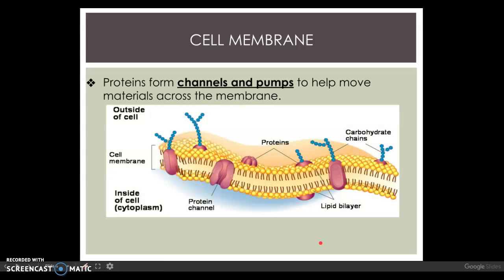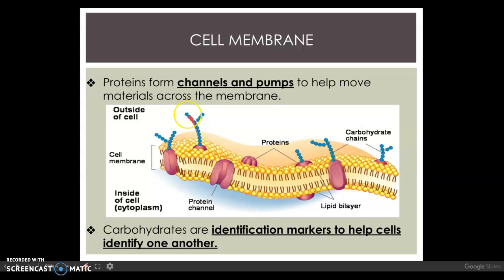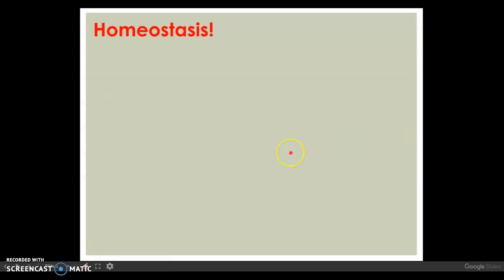The cell membrane has proteins that are here in pink that will form channels and pumps to help move things across the cell membrane. You also have these blue things here that are called carbohydrates, and all these serve to do is to identify different cells. They basically are a communication mechanism to allow cells to talk to each other.